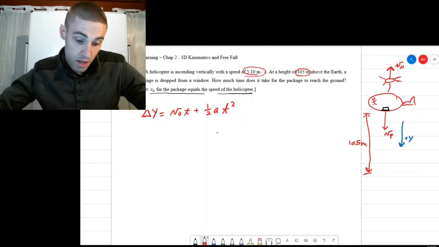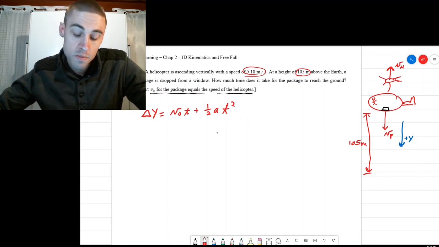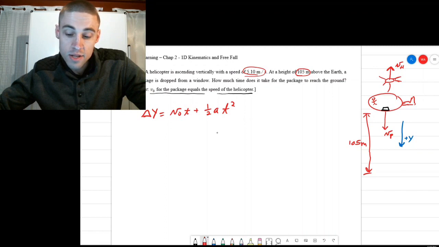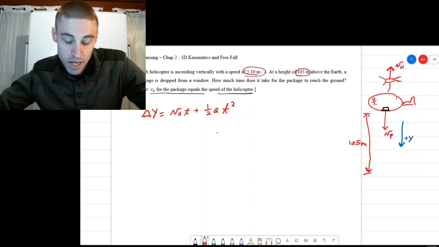So let's say there's a helicopter that is ascending vertically with a speed of 5.1 meters per second. And when it is at a height of 105 meters above the ground, a package is dropped from a window. Then how much time does it take for the package to reach the ground?